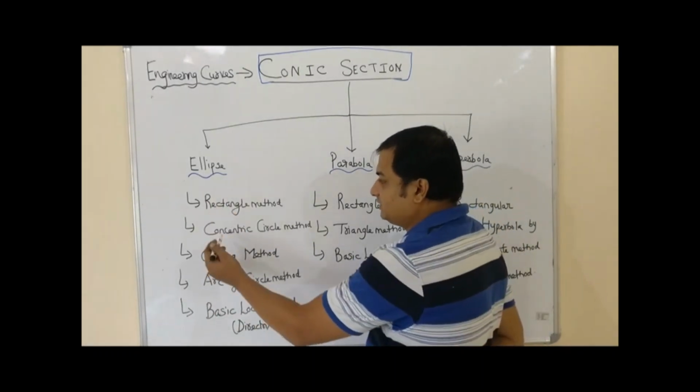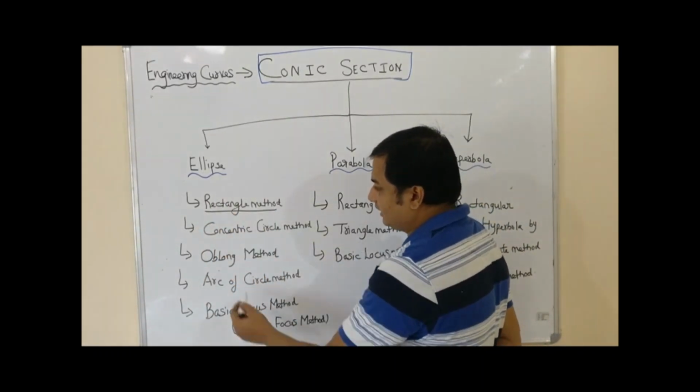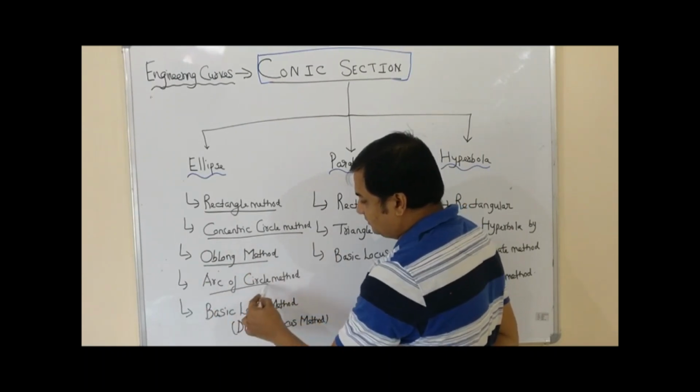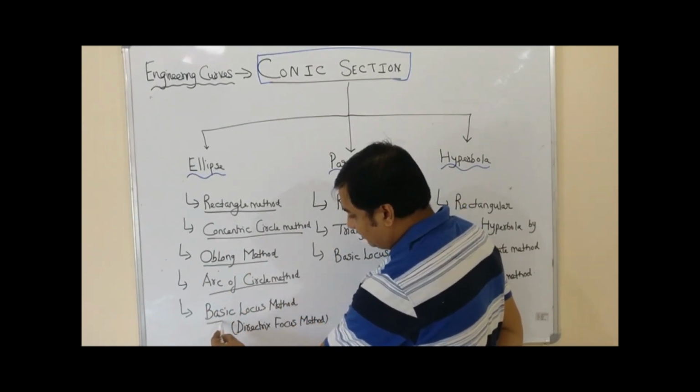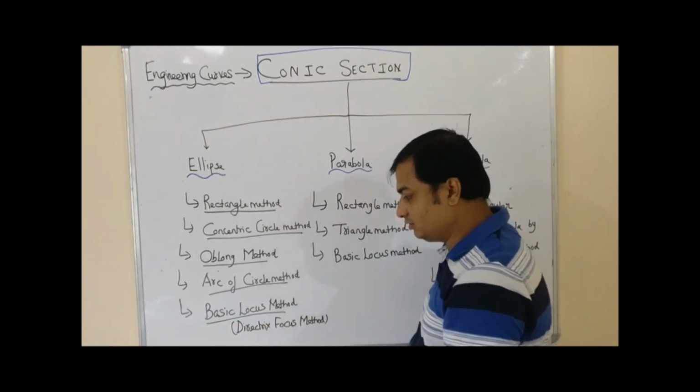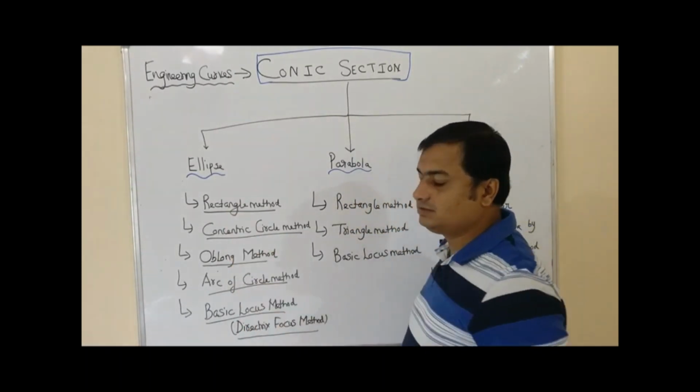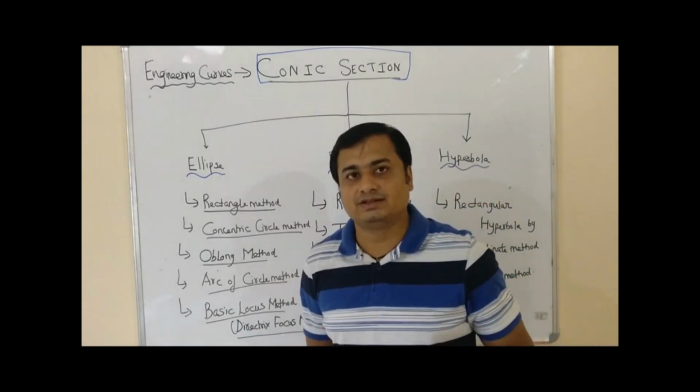For ellipse, the first method is rectangle method, second method is concentric circle method, oblong method, arc of circle method, and the last is basic locus method, which is also called directrix focus method. So these are the five methods used for constructing the ellipse.